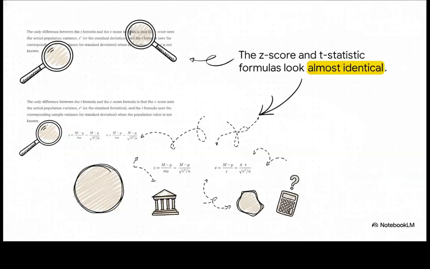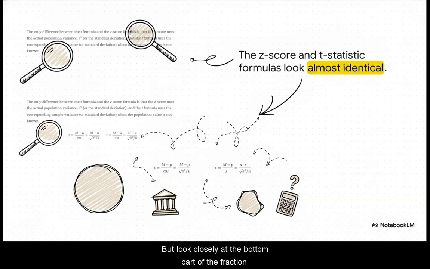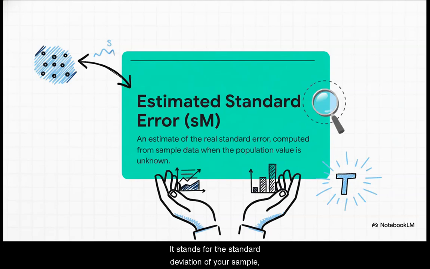Okay, so take a look at these two formulas. At first glance, you might even think they're the same thing. And you're not wrong, they are incredibly similar. But look closely at the bottom part of the fraction, the denominator. The z-score uses that little Greek letter, sigma. But the t-statistic? It swaps it out for a plain old s. And that s is the game changer. It stands for the standard deviation of your sample. You know, the data you actually went out and collected. So the t-statistic cleverly estimates the error using the information it actually has.